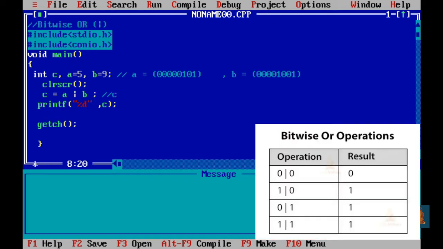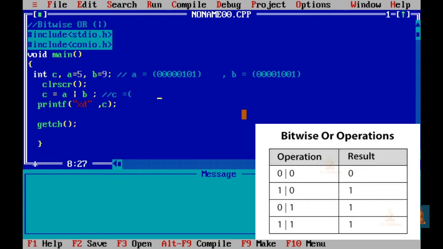That is, whenever one of the values of the operands is true, it will give true as a result, and whenever both the values of the operands are false, only then will it give false as a result. So let us see what could be the result. Here you can see 1, and here also you can see 1. So these two are true. So what will the result be?